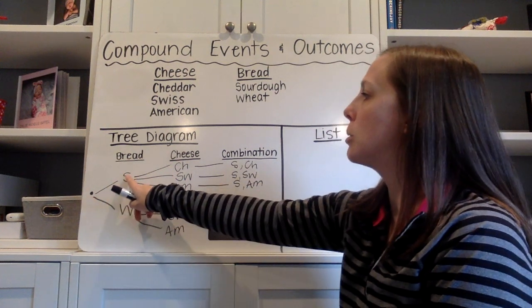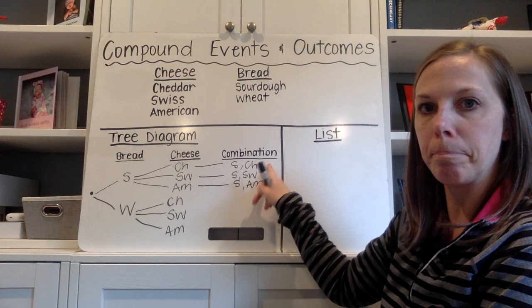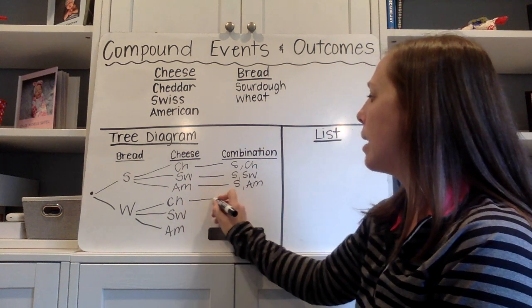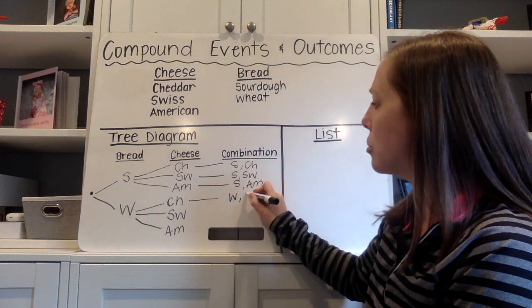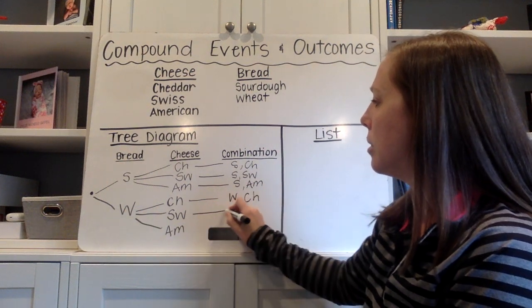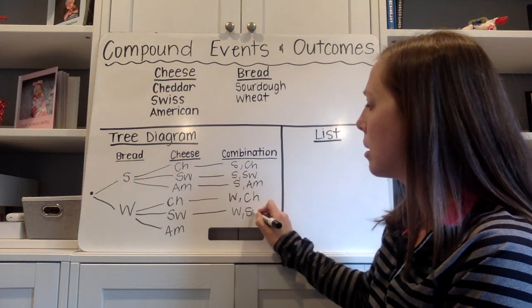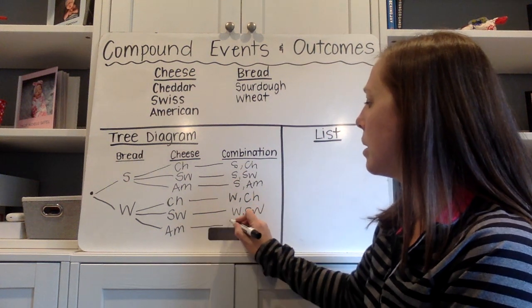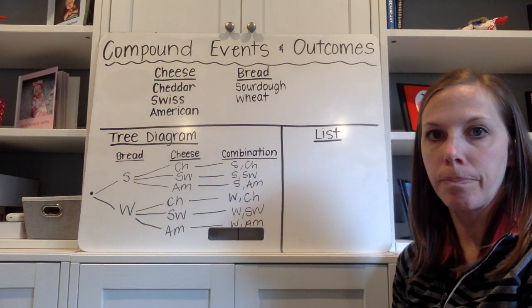So I chose sourdough bread, cheddar cheese. Here's my outcome. I'm going to do the same thing down here. I'm going to say, okay, now I chose wheat bread and cheddar cheese. This one is wheat bread with Swiss cheese. And this last one is wheat bread with American cheese.